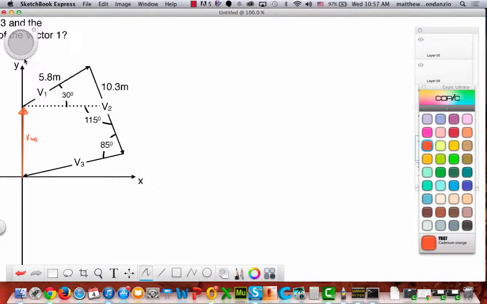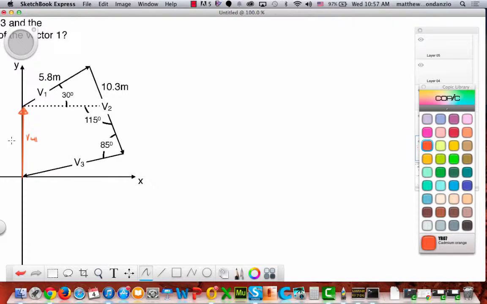Here's the thing. These are displacement vectors, right? If I end where I begin, what is my net displacement? 0. What's my net displacement in the x direction? What's the net displacement in the y direction? 0. If I end where I begin, 0, right? So that's my point. There's this extra piece here.